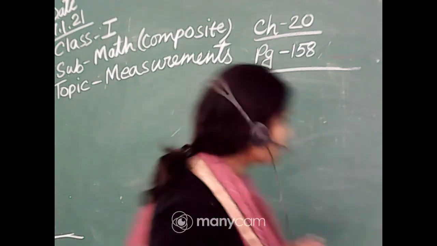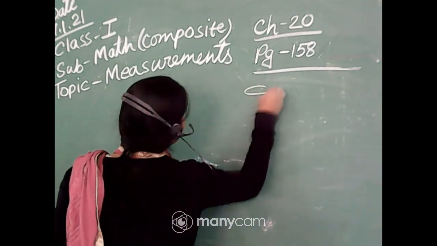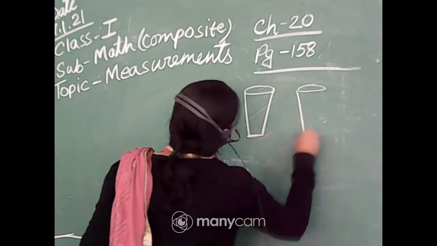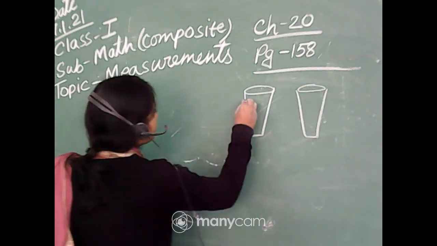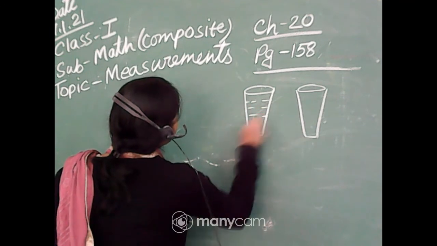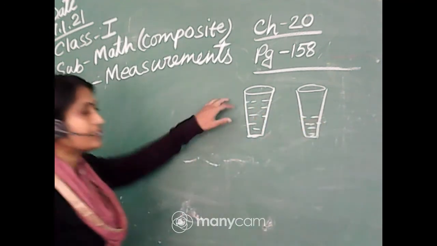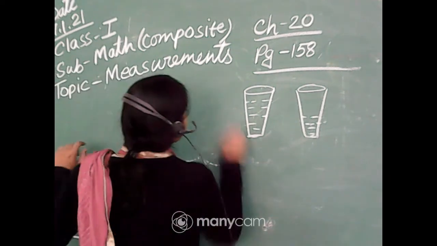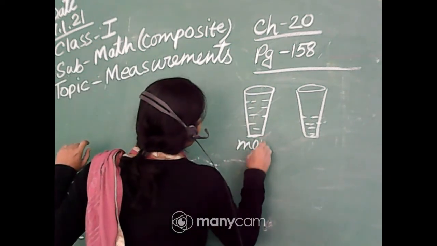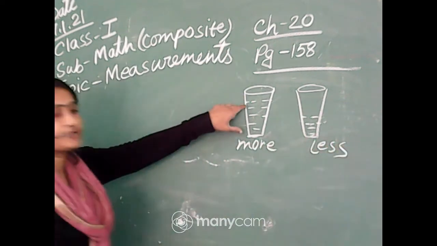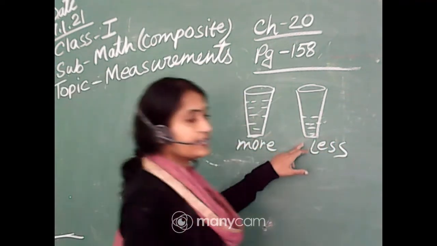Okay, I want to show it to you. Suppose this is a glass and another glass. Which glass has more water? This glass has more water inside, and this is less. This is more and this is less.